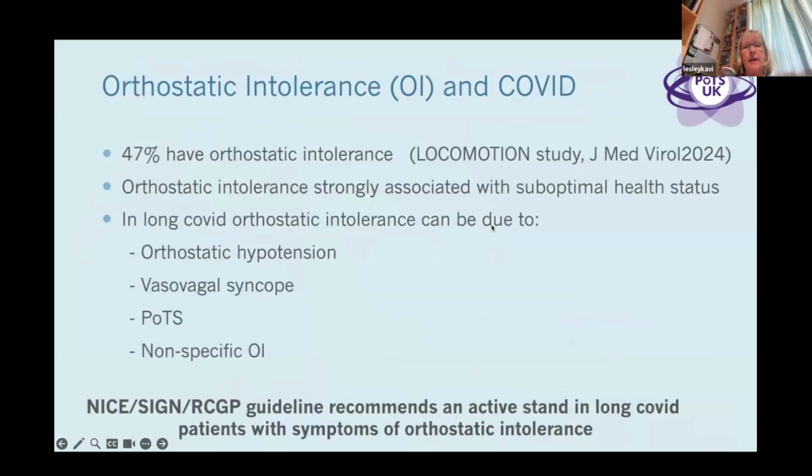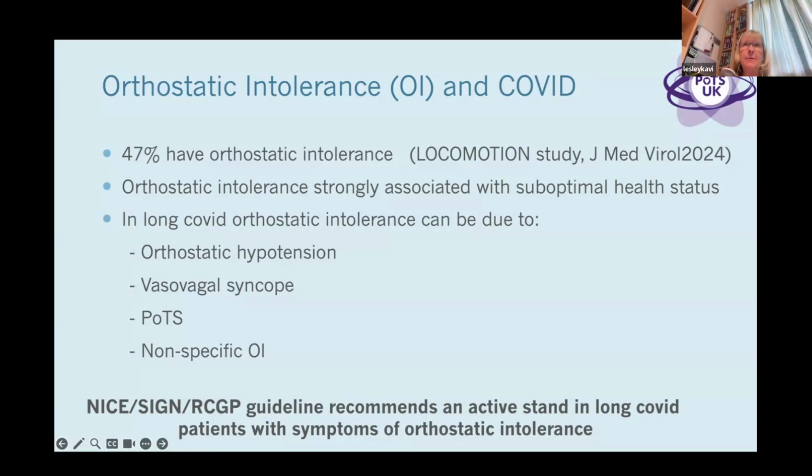I'm now going to focus a little bit on orthostatic intolerance in the long COVID setting. Approximately half of people with long COVID experience orthostatic intolerance, and we get similar statistics in children as well. Orthostatic intolerance is strongly associated with suboptimal health status. In the long COVID setting, it can be due to orthostatic hypotension, and in some studies they're finding that more commonly than POTS, vasovagal syncope, POTS, and non-specific orthostatic intolerance.